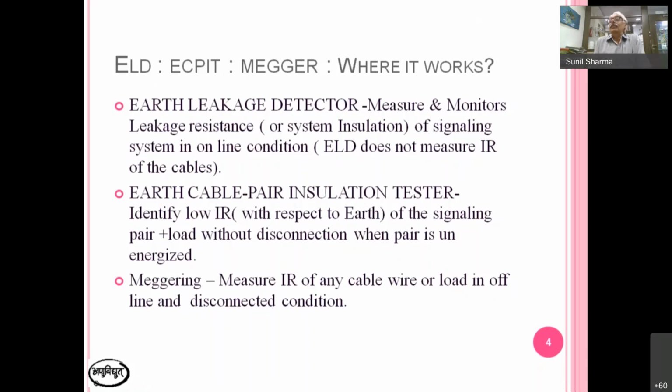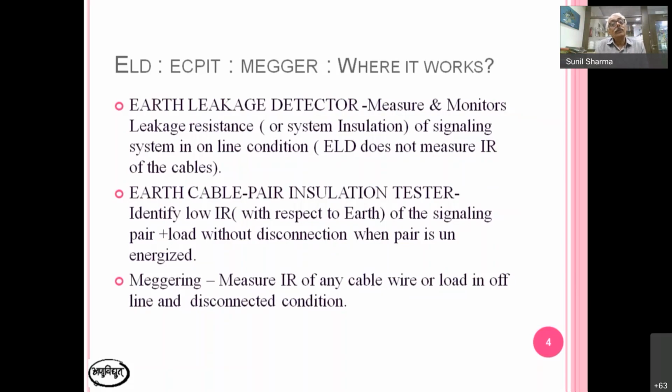ELD does not measure the IR of the cables. Every time in railways, people say we have measured all cables, their IR is okay, but ELD shows red light. Sir, you are very correct, and ELD is also correct. Both are correct, but there are two things you do not understand, or ELD does not understand you. Because what is system insulation? I will explain it to you, and then you will understand what ELD says to you.